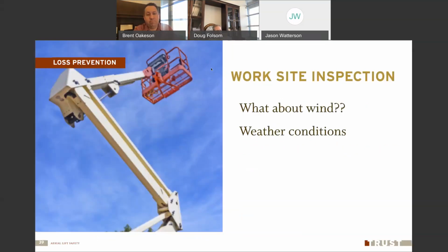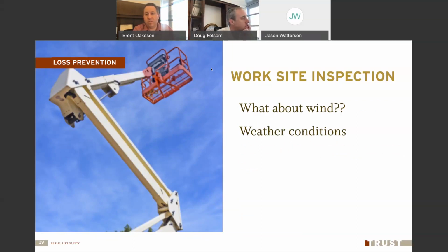What about weather? So weather's a real concern. You think about going high up in the air in an aerial lift. How would it be if it's really windy? On a really windy day, well, that lift is going to be rocking around. You're going to be in that basket up there and possibly get knocked around with wind and have a possible tip over. So on a really windy day, not recommended to use those.